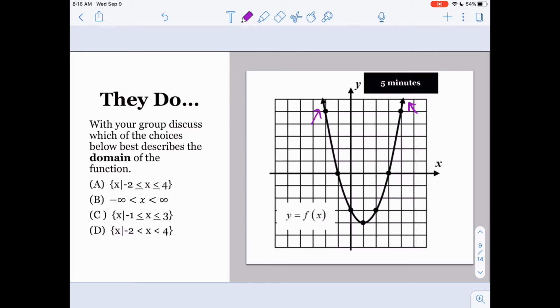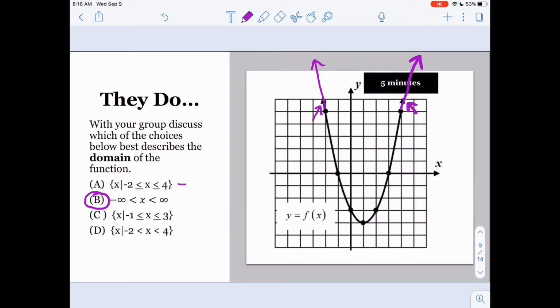We should have picked option B. It would have been easy to have picked option A, because our eye might have been drawn to these points right here. But that wasn't the end point of the line. The end point of the line was these arrows right here. That implies that it continues infinitely in the negative direction and infinitely in the positive direction.